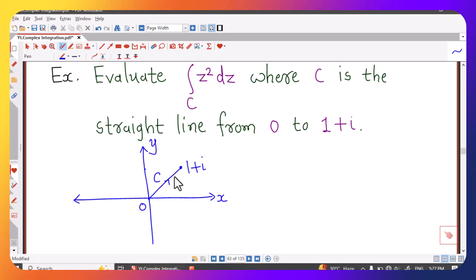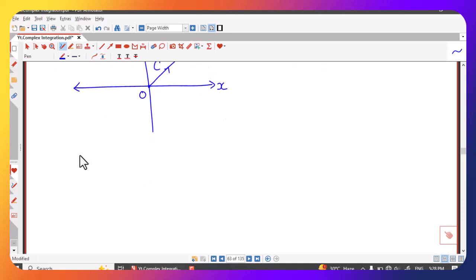So here I don't have to write down the parametric representation of the straight line joining 0 and 1 plus i, and then convert z square in the form of the parameter. You can do it that way also, you will get the same answer. But here I know that z square is analytic everywhere in the complex plane.